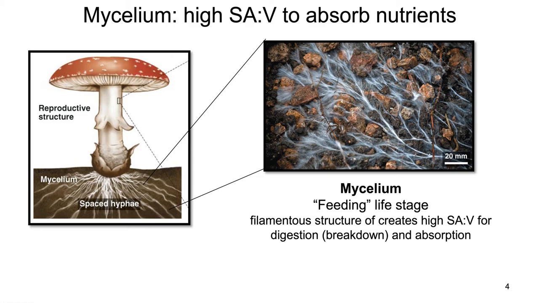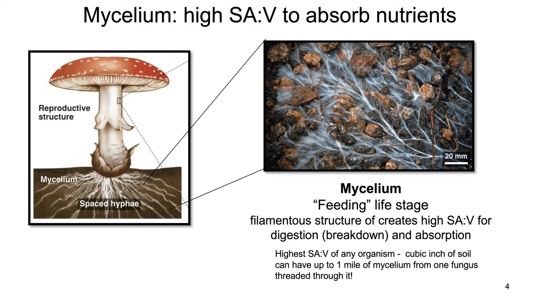And this filamentous structure, as I said before, creates a really high surface area to volume ratio for digestion, or breaking down of molecules outside of the mycelium. Once those molecules are broken down, they can be absorbed across the cell walls and the cell membranes of the mycelium into the actual body of the fungus, okay?